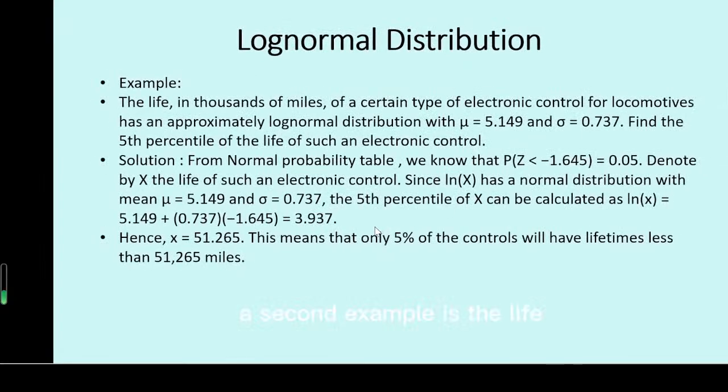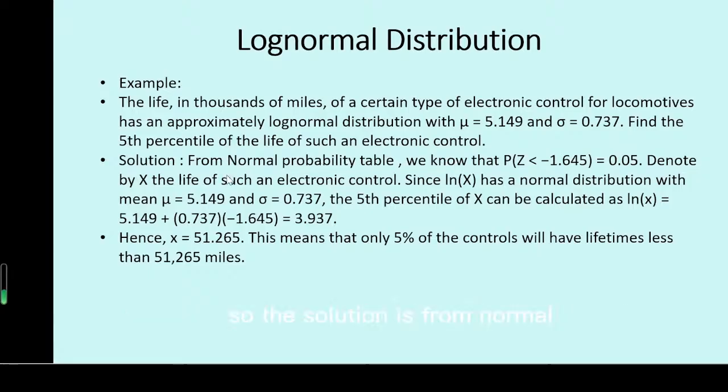A second example is the life in thousands of miles of a certain type of electronic control for locomotives has an approximately log-normal distribution with mu 5.149 and sigma 0.737. The question is, find the 5th percentile of the life of such an electronic control.